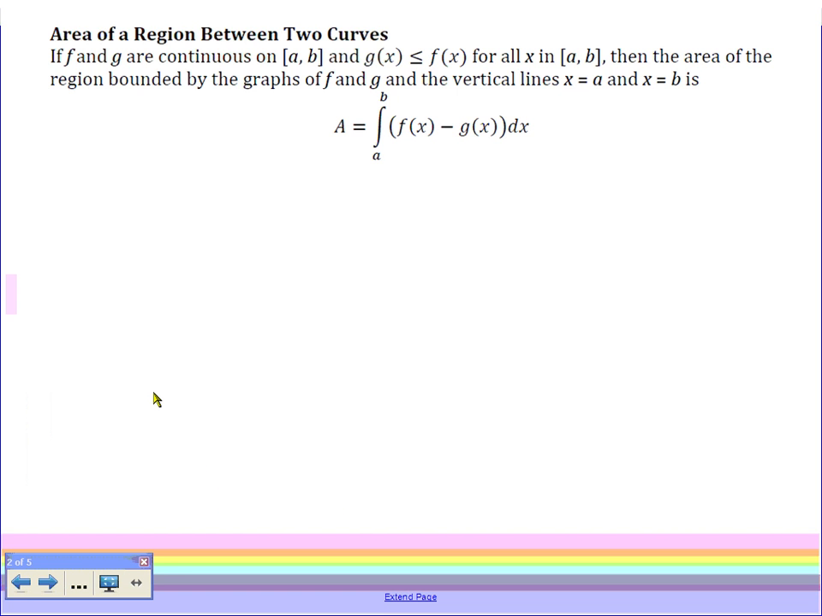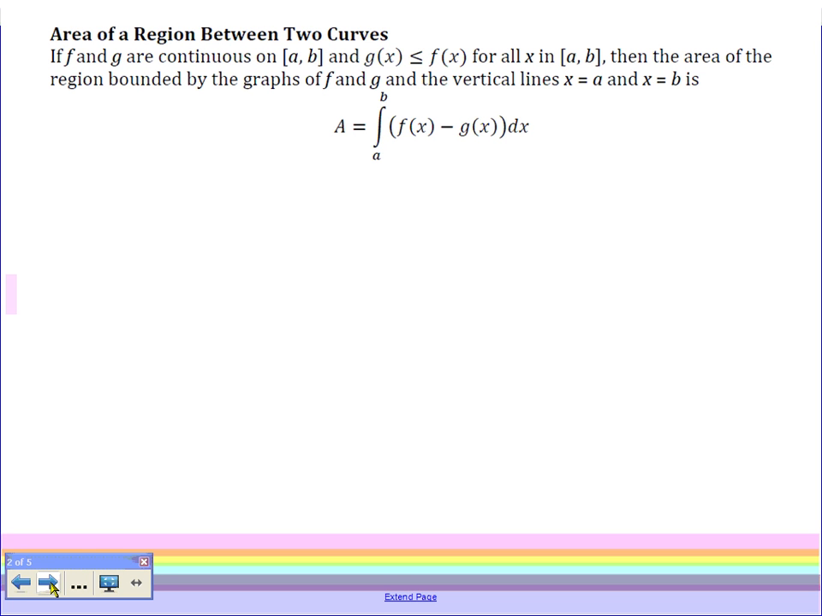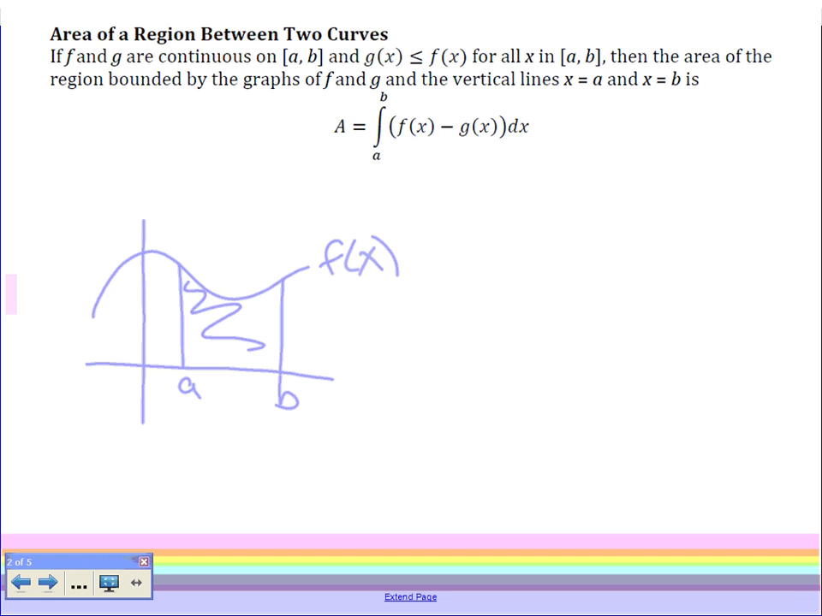Okay, section 7.2, areas in a plane. So far when we've been doing integrals, we have only been finding the area under the curve, so between the curve and the x-axis. So let's say that we have a function f of x and we want to integrate between a and b, then we're going to find that area.